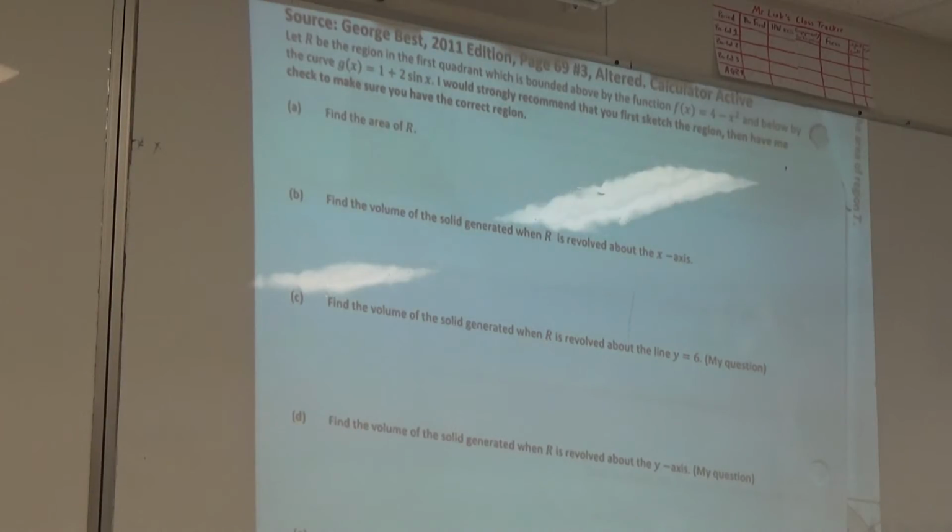It doesn't say it's above the function. It's bounded above by the function, meaning that the function is like the ceiling. Part A is going to be worth 3 whole points. Part B is going to be worth 3 points.